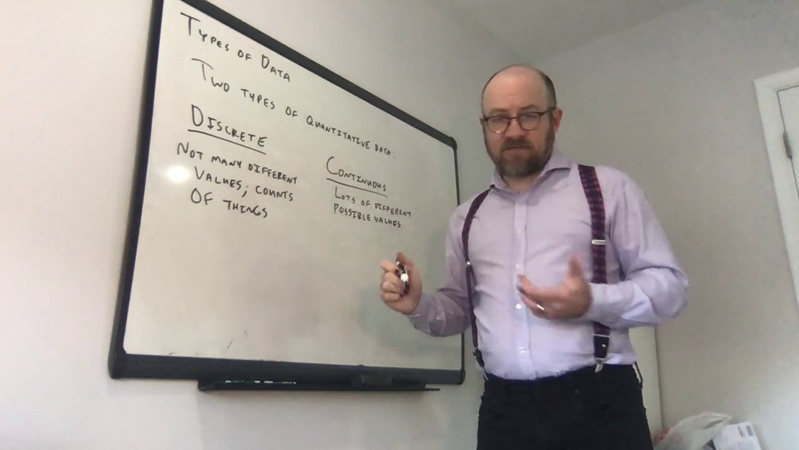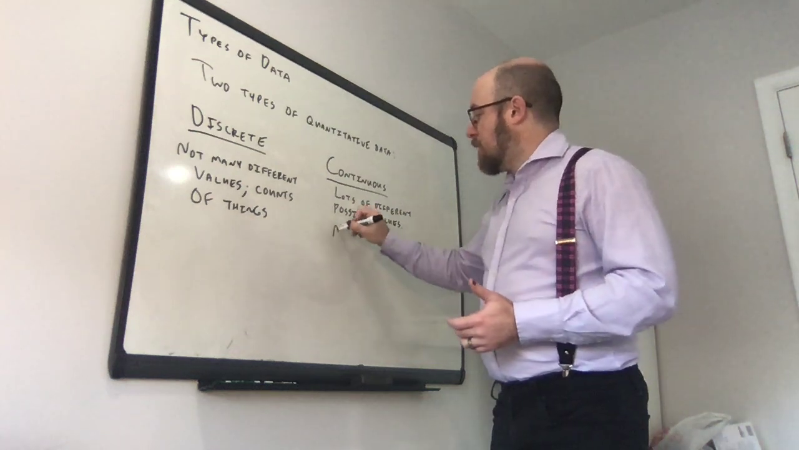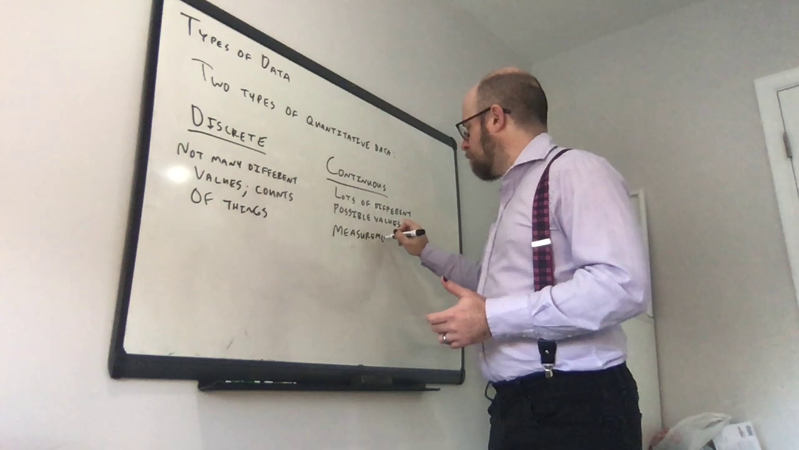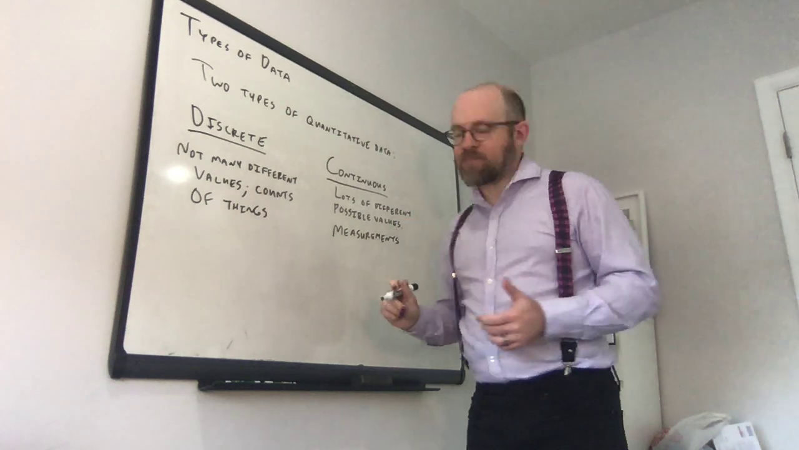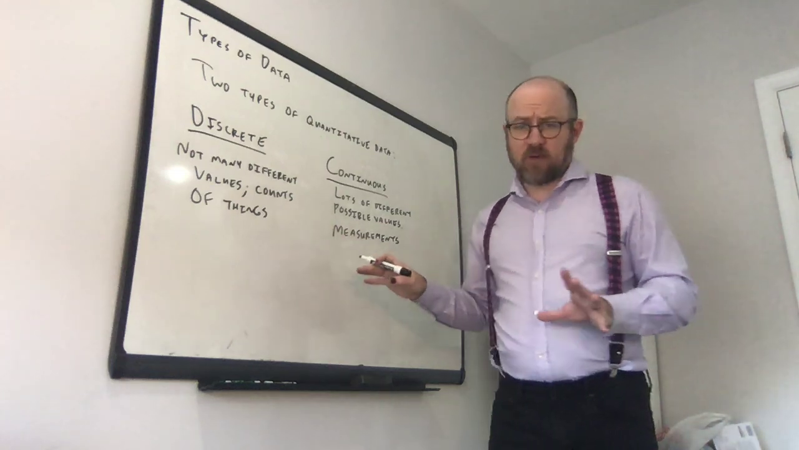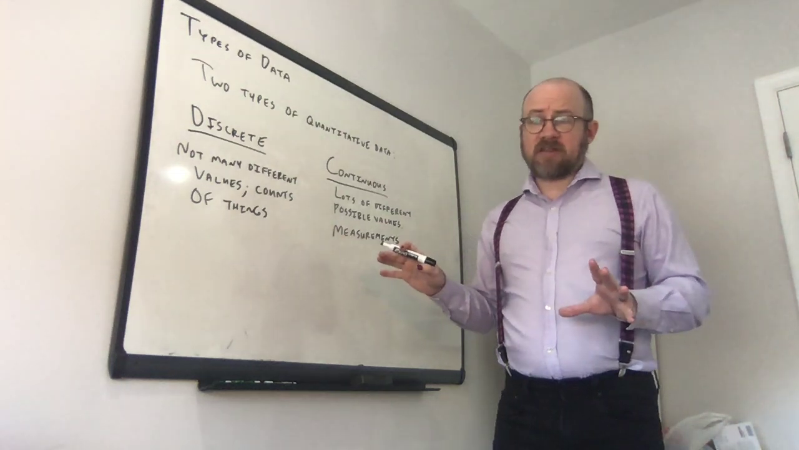And one example of this is measurements. Okay? So let me just give you some quick examples of discrete and continuous, and then we'll talk about more kind of details of it.